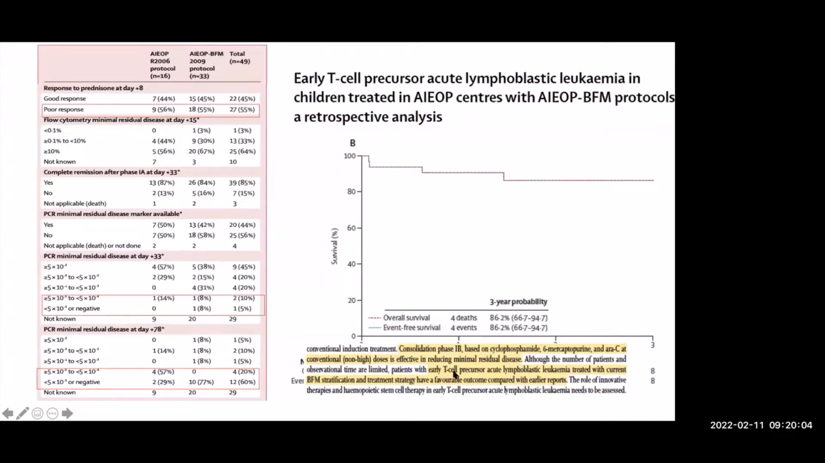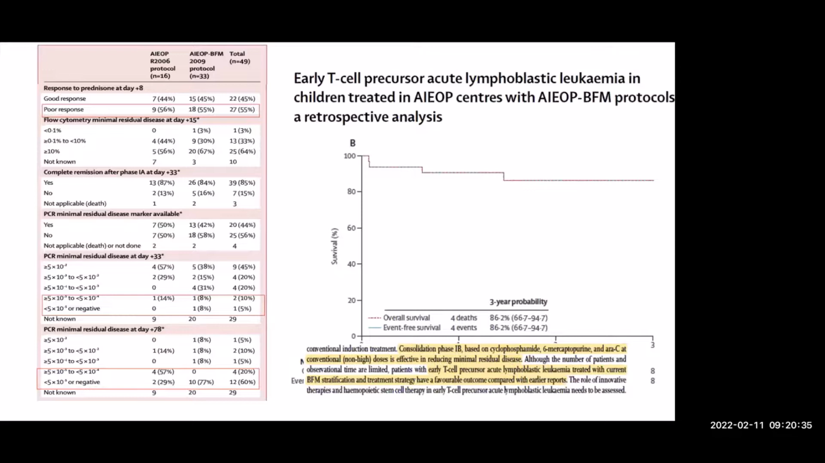So what this suggests is early T-cell precursor leukemias treated with subsequent phase 2 of induction with cyclophosphamide, conventional doses of cytarabine and 6-mercaptopurine is effective in decreasing the minimal residual disease. And only less than 10% of the patients in this study went on to stem cell transplantation.